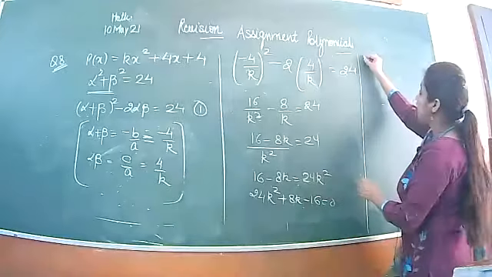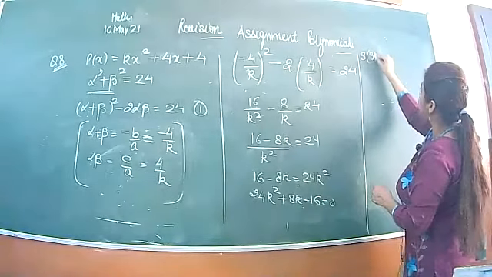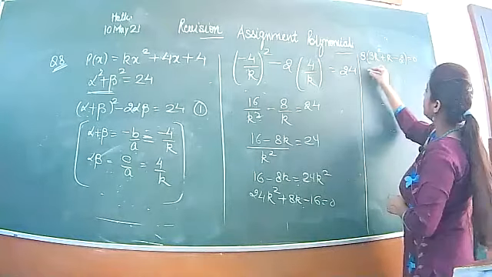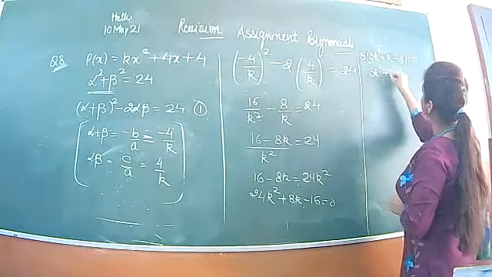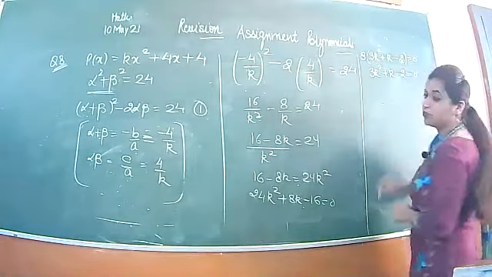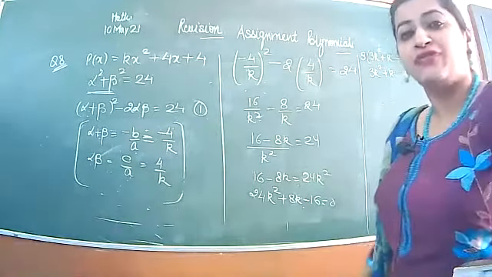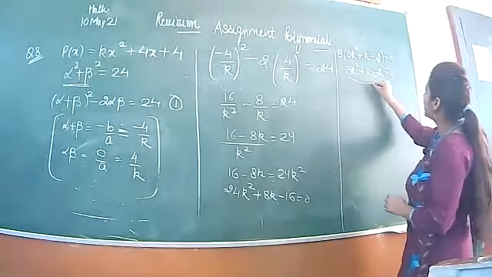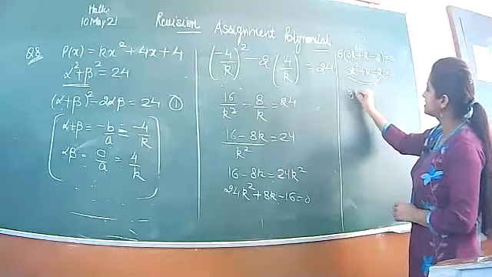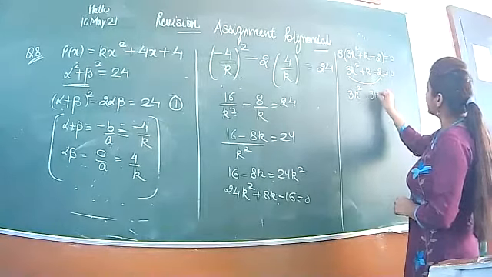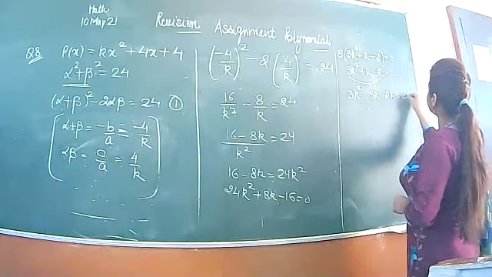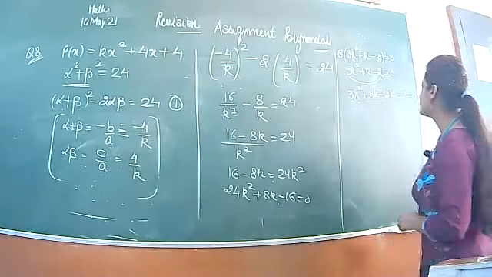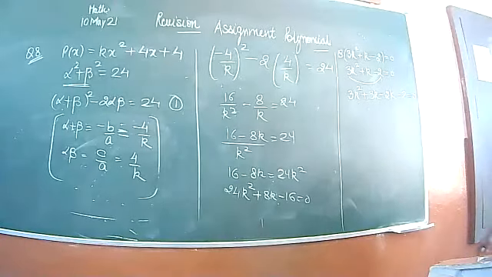So take 8 common. You are left with 3k square plus k minus 2 equal to 0. And the equation becomes 3k square plus k minus 2 equal to 0. Now, how will you factorize this? By the middle term splitting method, you will multiply 3 and 2, which is 6, so 3k and 2k, minus 2 equal to 0. We want plus k, so it will be minus. You can check it. Is it correct?